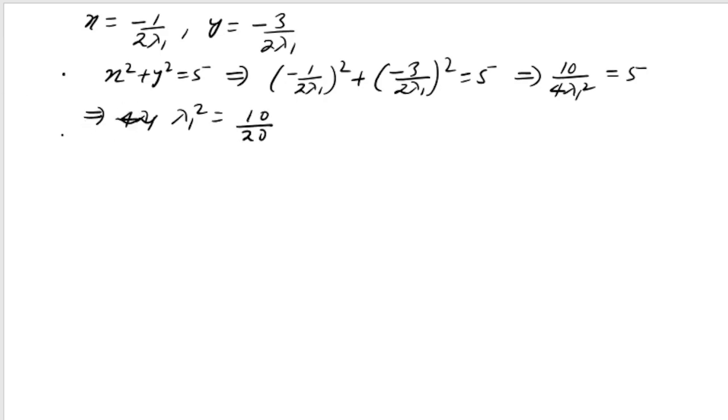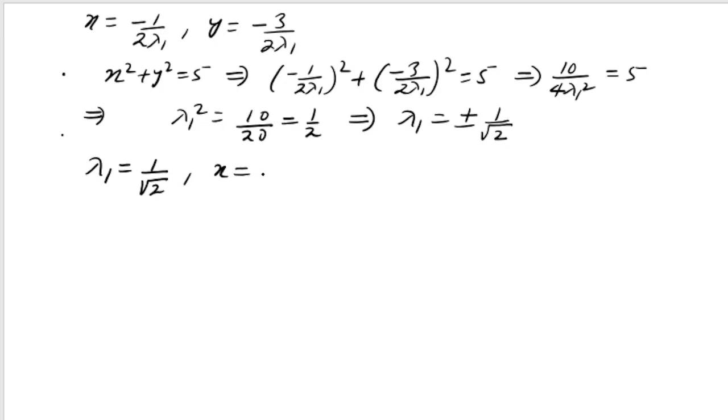Why? Because you see here it will be 10 is equal to 20 lambda 1 square, so I will get 10 by 20, that is equal to 1 by 2. So if lambda 1 square is 1 by 2, lambda 1 will be equal to plus minus 1 by under root 2. So we have got two values of lambda. Now if I take lambda 1 is equal to 1 by under root 2, what is x? So x is minus 1 by 2 lambda 1, so that will give me minus 1 by under root 2. What will be y?